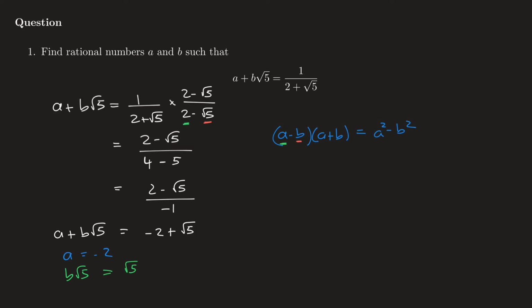Now, b is the coefficient of root 5. And on the right side, the coefficient of root 5, well, there's no number there, so that just implies it's a 1. So therefore, our b is equal to 1. And there you have it. Our final answer is a is equal to negative 2 and b is equal to 1. And those are both rational numbers which satisfy the question. All right, let's get on to the next question.